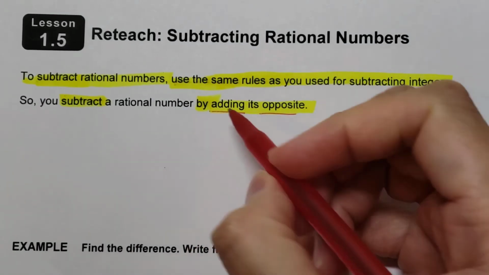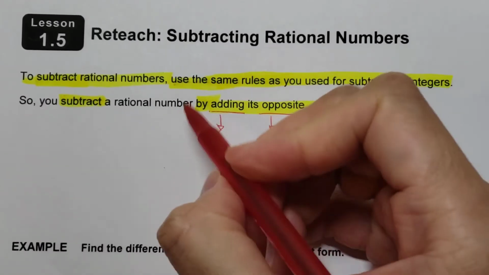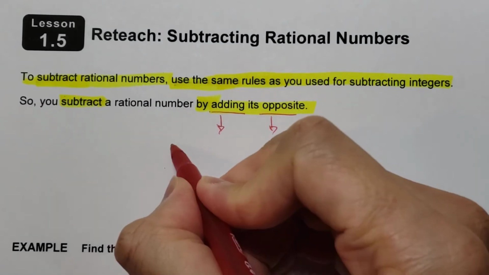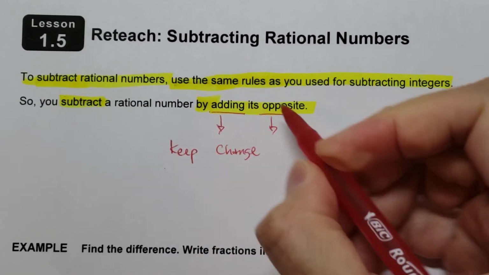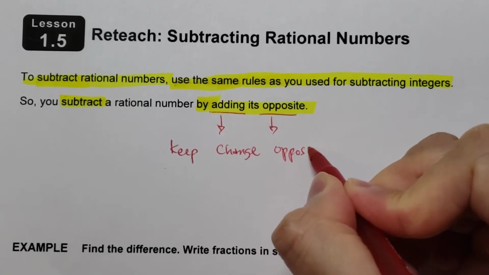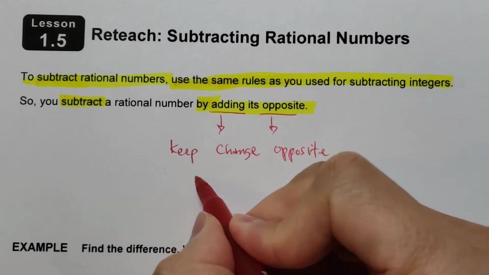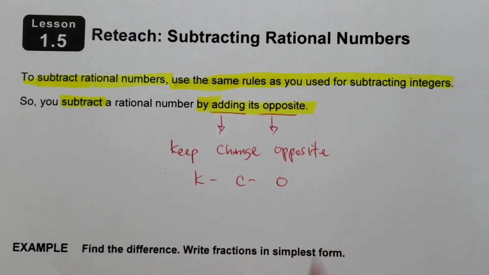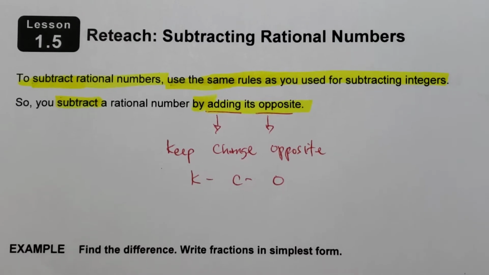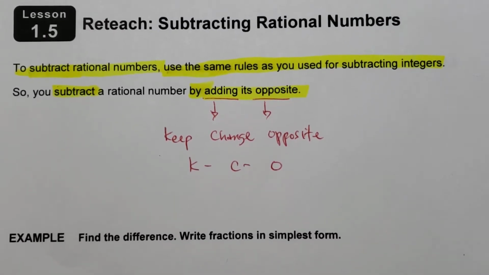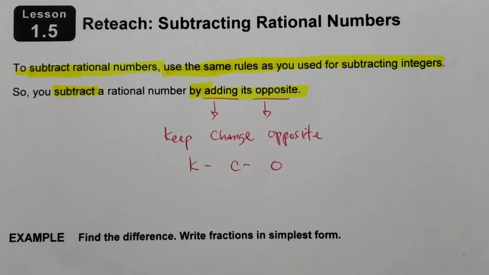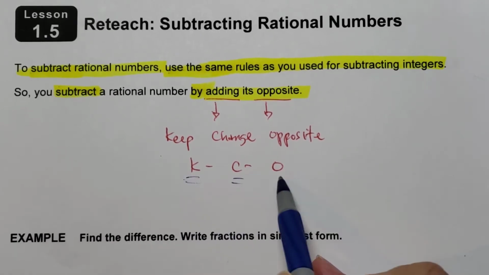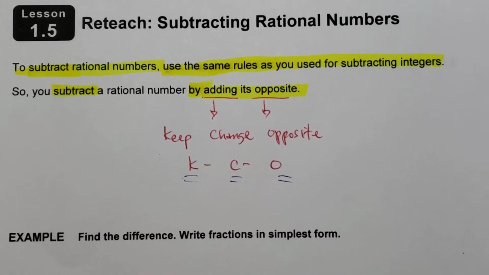Now, in class, we say that we have a shortcut for this, which we say keep, change, which is the adding part, and the opposite. Okay, so keep, change, opposite, or KCO. So don't forget that. But of course, when you answer the problem, make sure you don't use the words keep, change, opposite. Make sure you use that to subtract, we add its opposite. Now, this is just to make things easier for us to remember the steps.